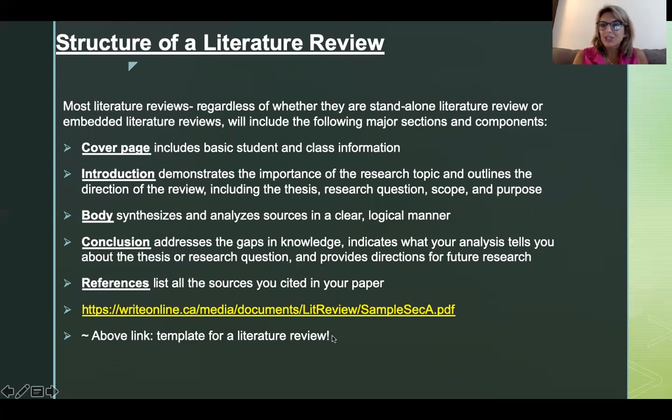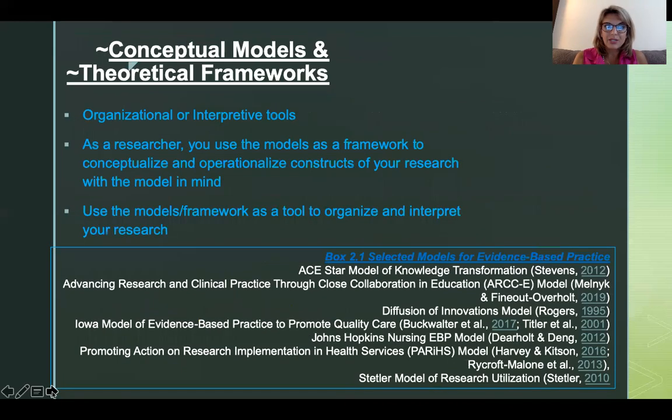Here's a link that actually gives you a really nice template to help guide you as you're writing your literature review. This is a very basic template, but it's a nice starting point. And Professor Kavanaugh will definitely go into the exact details or certain particular things she wants to see in your literature review. We'll talk about that in group work today.